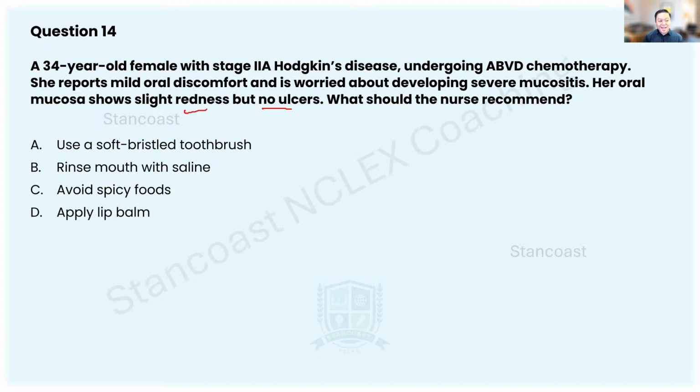Will that be A, use of soft bristled toothbrush, or B, rinse mouth with saline, C, avoid spicy foods, or D, apply lip balm? What would be your recommendation for this patient with slight redness but no ulcers? This is a side effect of your ABVD chemo. What do you think would be helpful?